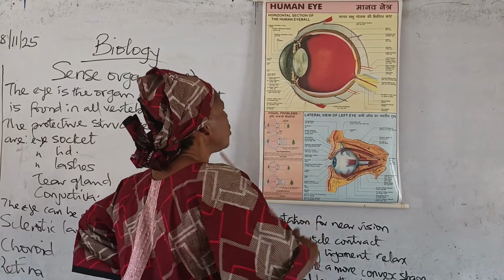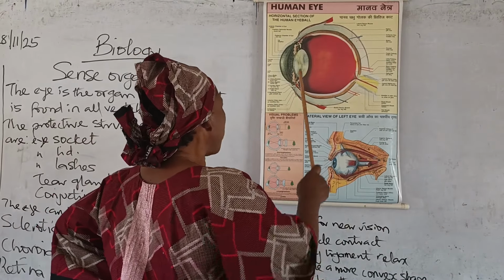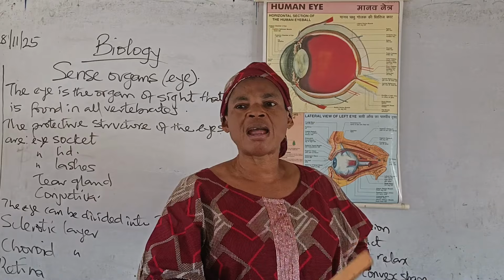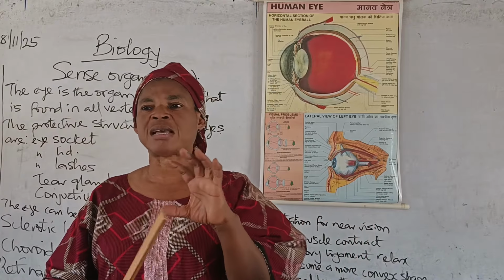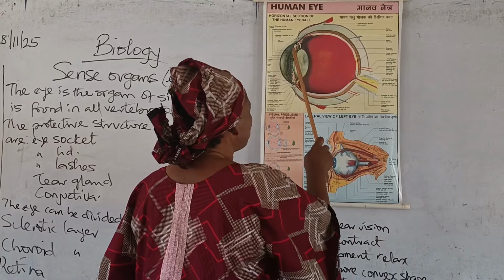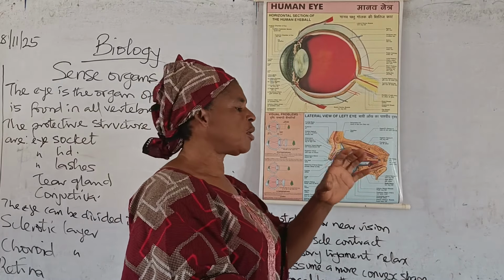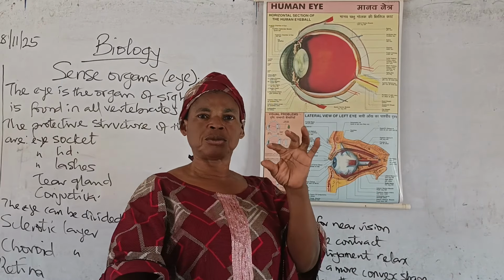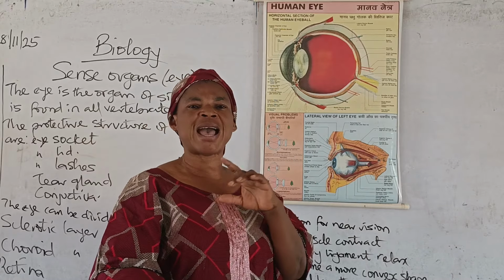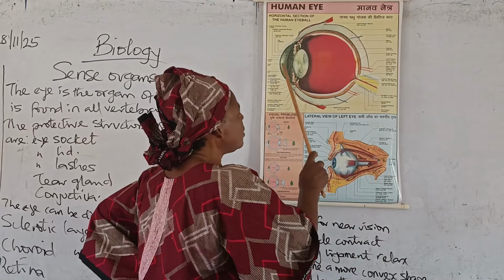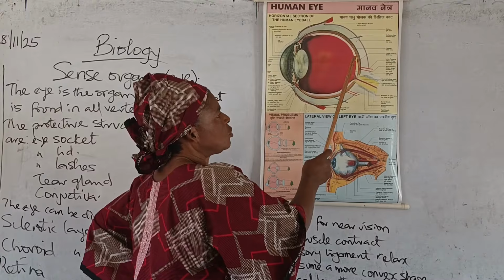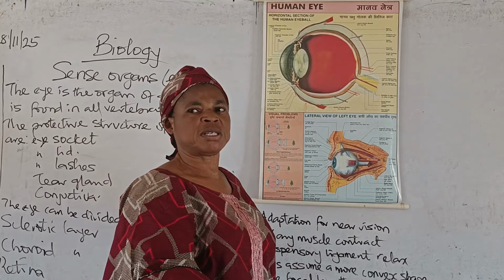And then we also have the iris. The iris is what gives the eye its color. The contraction and relaxation of the iris controls this aperture, that is the pupil. The pupil can be reduced and can also expand depending on the light intensity, to allow light to pass through the lens for the image to be formed on the retina.